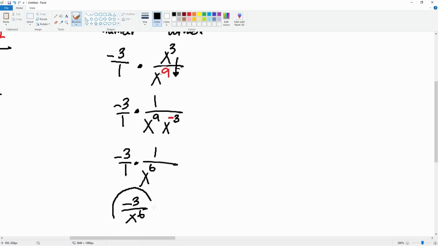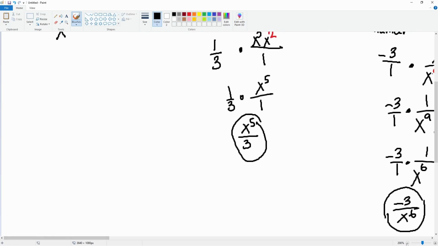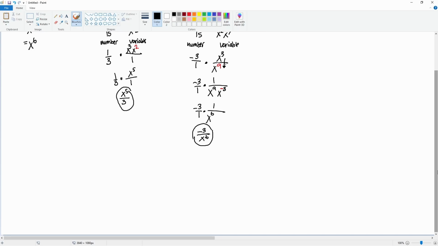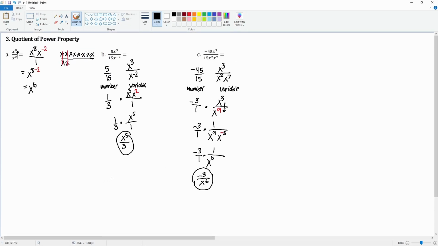All right? Okay, there's many ways to do this, but this is the way I did it. I brought the x to the 3rd down the fraction bar because I'm trying to get it next to the other x variable. All right, so there you go. That is how you apply these quotient of a power property.